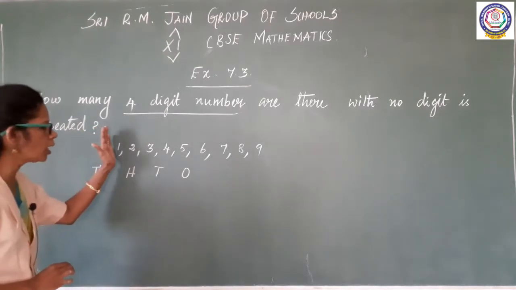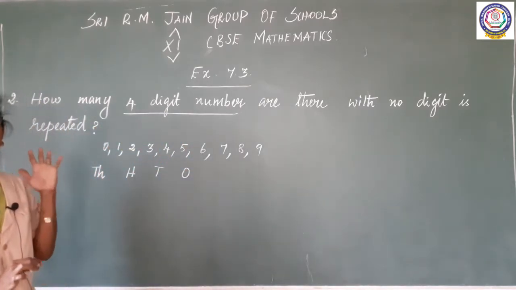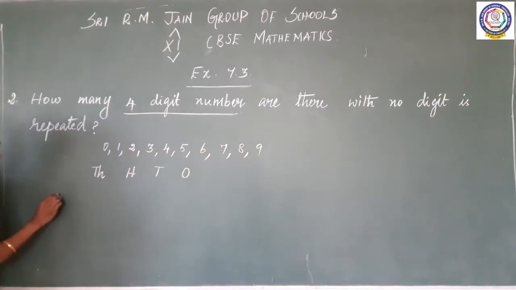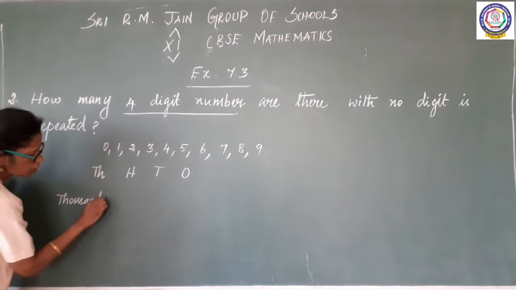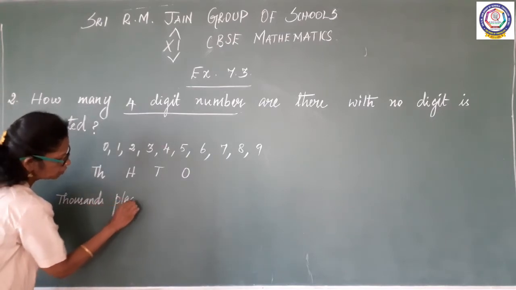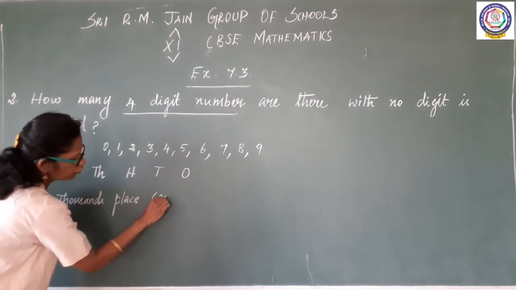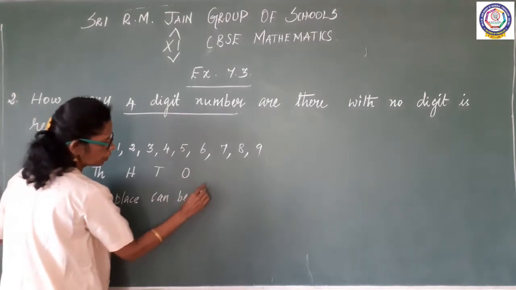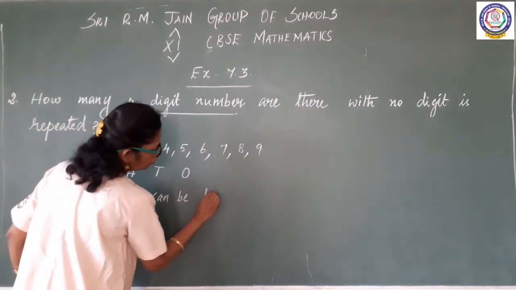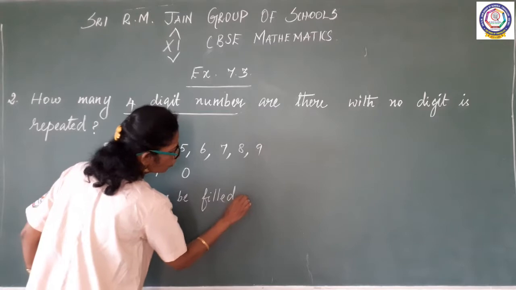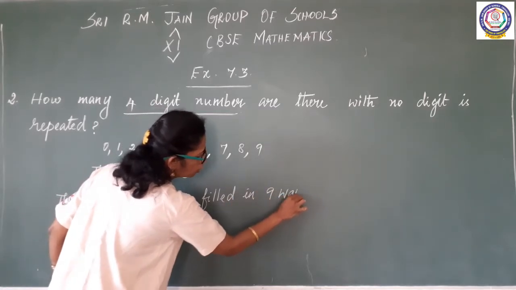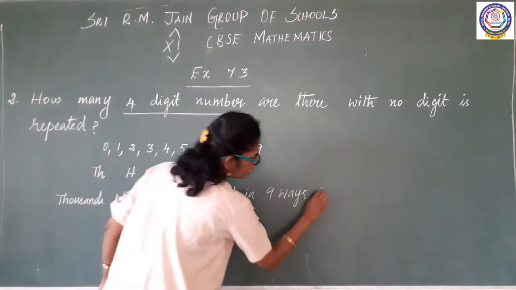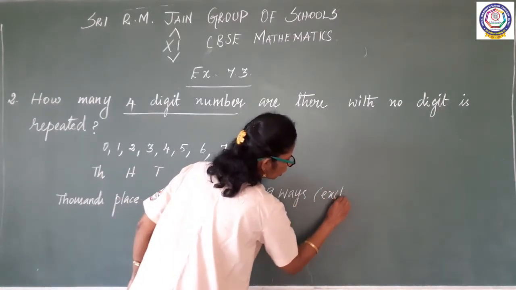That means how many numbers are remaining? Only 9 numbers, right? The thousands place can be filled in how many ways? 9 ways, right? What you have to write here: excluding 0.